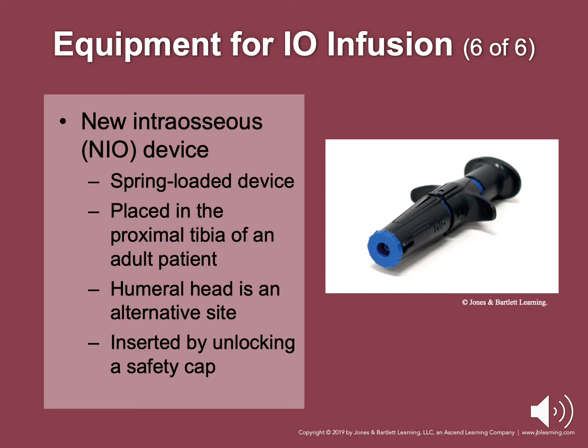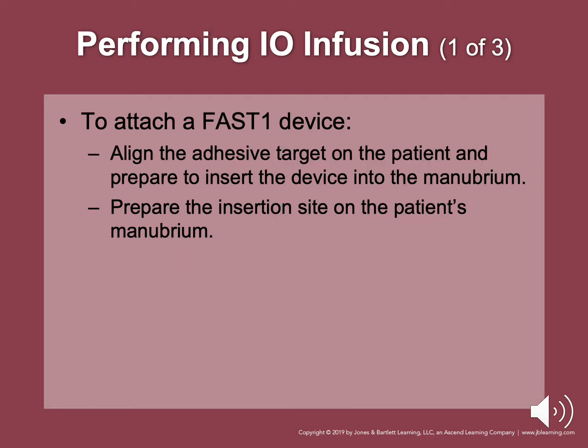The FAST1 device. Align an adhesive target to the patient and prepare to insert the device into the manubrium. Position yourself behind the patient's head. Place two hands on the FAST1 device, align the stabilization needles with the target, and apply pressure until the infusion tube separates from the FAST1 introducer. Attach IV tubing to the insertion tube Luer lock.